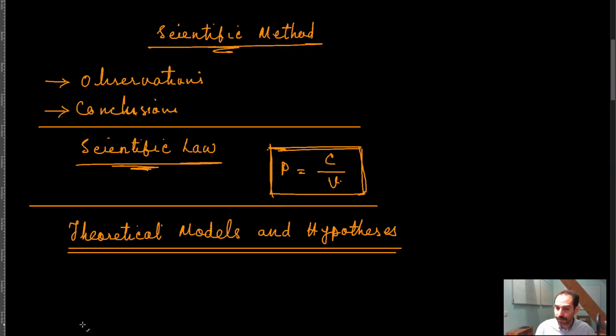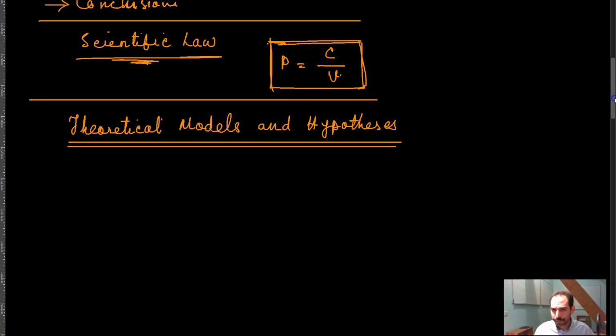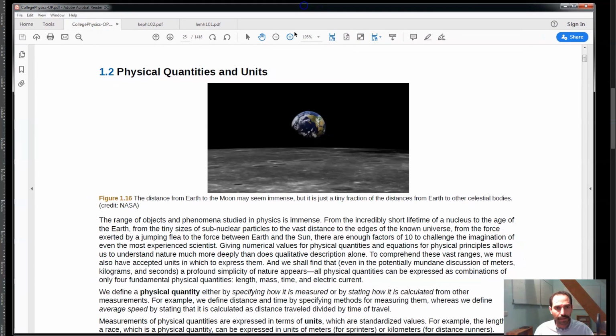Okay, so the next part in the text that we have here is called physical quantities and units. And this is, of course, an important part of physics, meaning that in this part of the text you learn how to measure length, how to measure mass, how to measure time, how to measure electric current, how to measure luminous intensity, and so on and so forth.